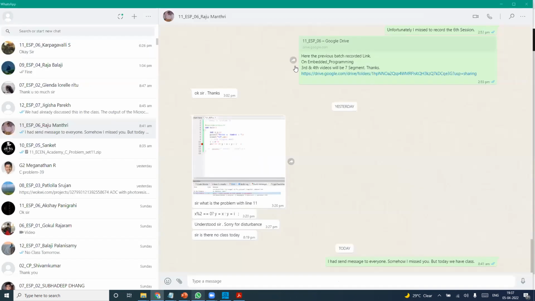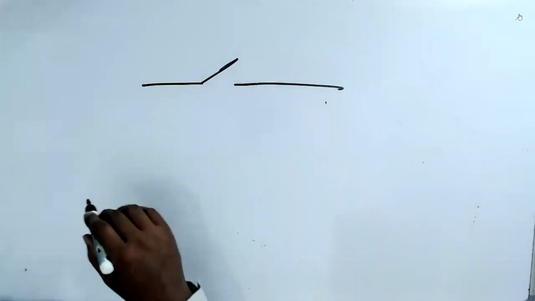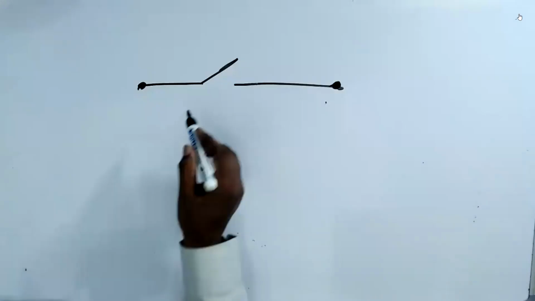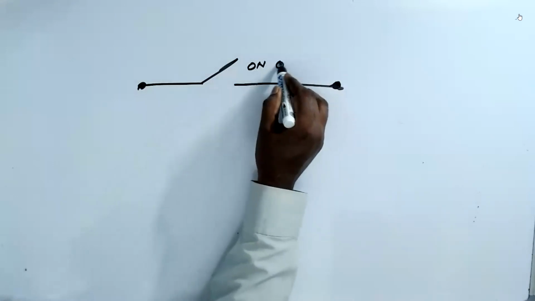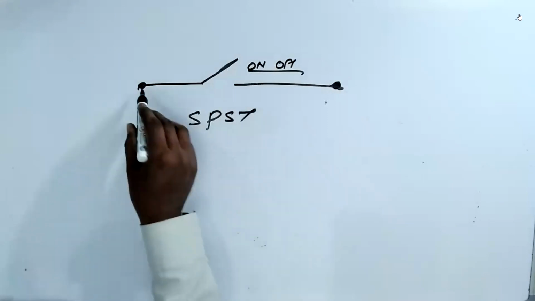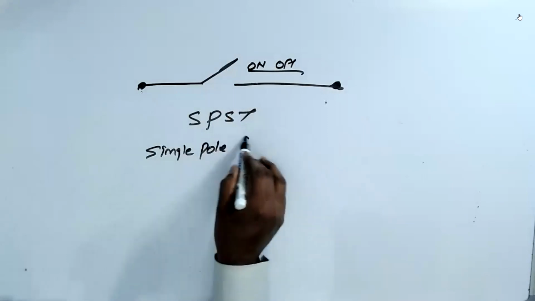Okay, let's go back to the board. So there are some things that may not be very useful to you, but I'm just giving you that. I have an input, I have an output, I have a switch. I have a single input, single output, and I will do either on or off. That's all. This is called SPST, single pole single throw.